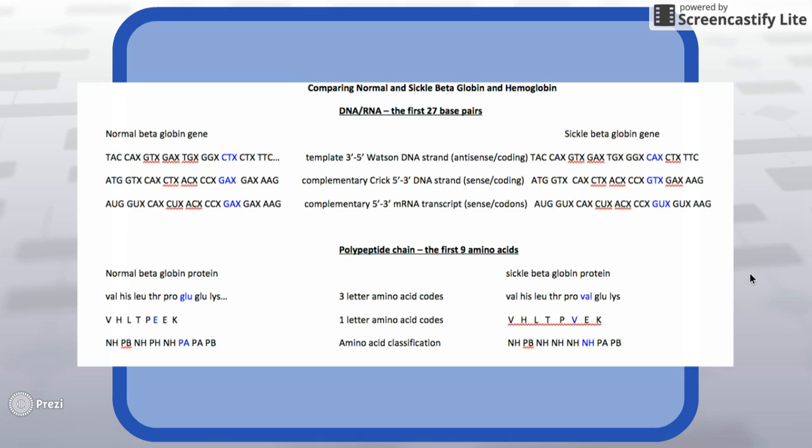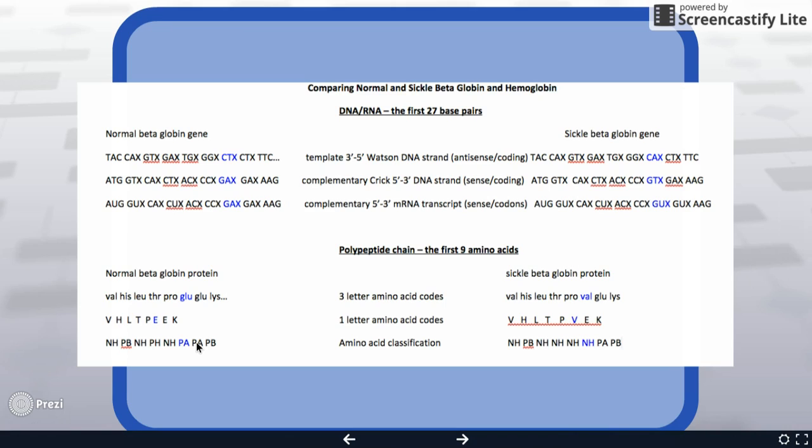Now, there's also a change in the first 9 amino acids on the polypeptide chain. In the blue, you can see the 3-letter amino acid codes are different, and the 1 amino acid codes are also different, as well as the amino acid classification. The changes are in the blue.